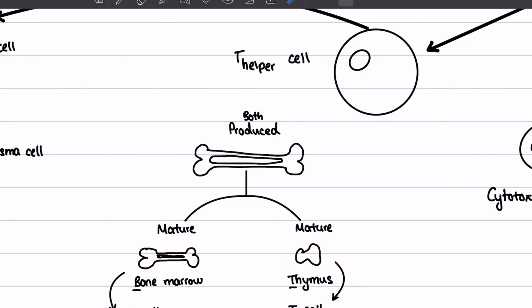The way I remember this is both are made in the bone marrow but mature based on the first letter of the cell. So B cell, B for bone marrow, and T cell, T for thymus.